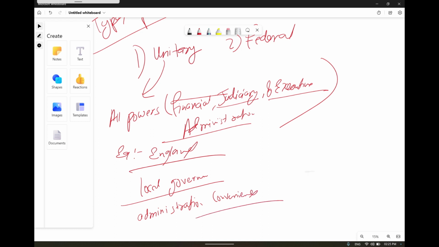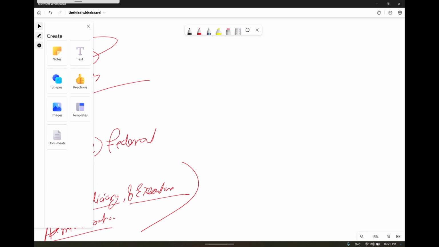Okay, now what do we understand by federal? What do we understand by federal? Problem, there is no definition of what is federal in any constitution. The US constitution is called the oldest federal constitution.